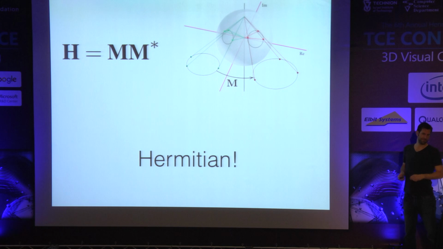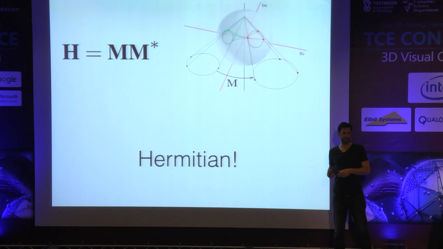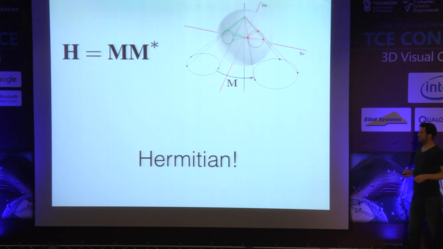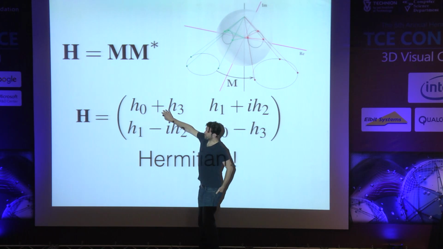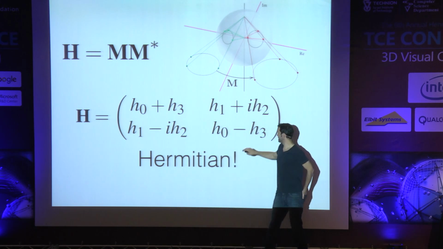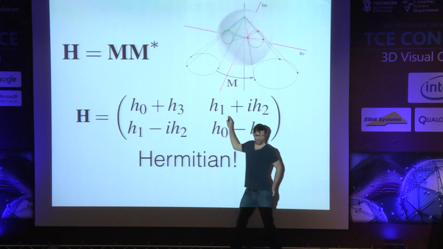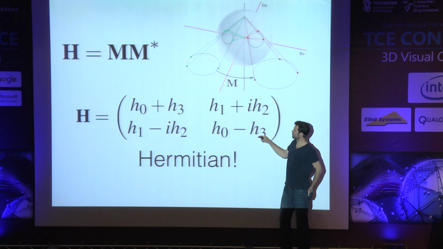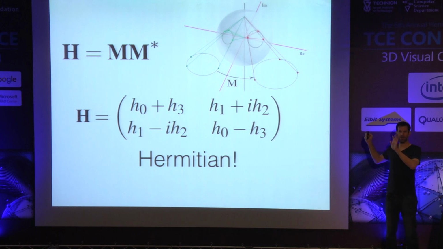It's Hermitian, right? Because I generated it as M times M conjugate transpose. So it's the equivalent of a symmetric matrix for complex matrices. So I can write down any Hermitian matrix like this. Here on the diagonal, it has two real numbers, and I write them as H0 plus H3 and H0 minus H3. And here it has two elements that are conjugates of each other, so I write them as H1 plus iH2 and H1 minus iH2. Okay? These are all these matrices.